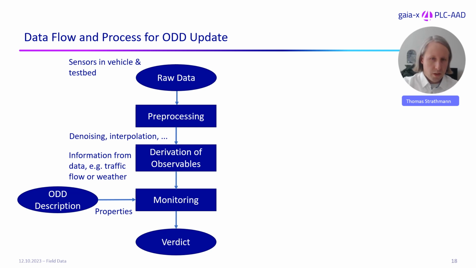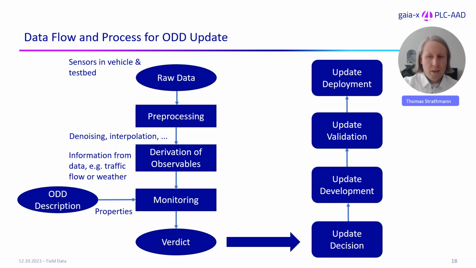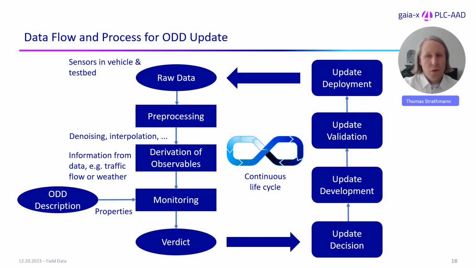Based on this verdict, the ODD provider takes a decision on whether to modify and also how to modify the ODD description. If the information is positive, then the ODD description is modified, that is, an update to the description is developed. It is then validated using data or simulation techniques, and then it is deployed, finally closing the loop, so we have a continuous life cycle in this regard.